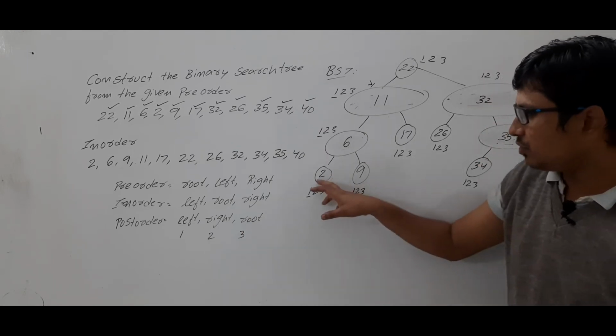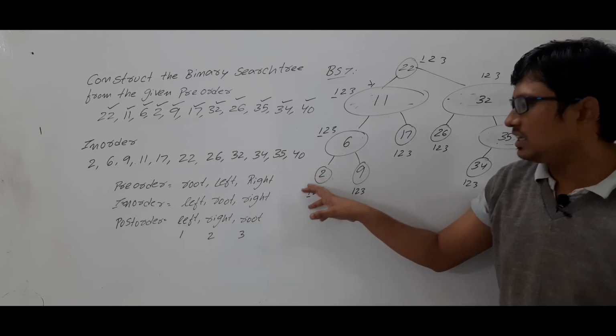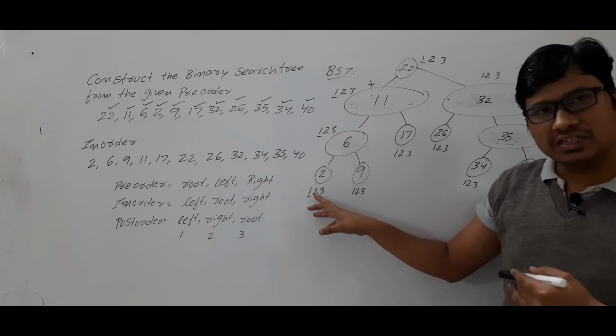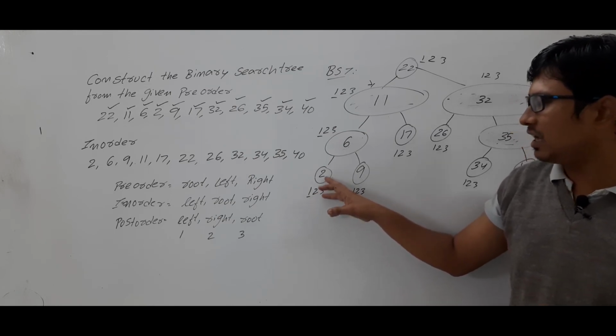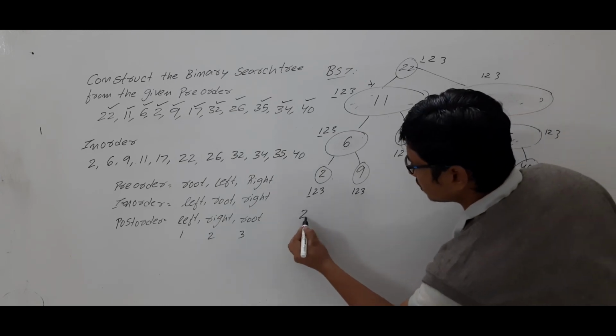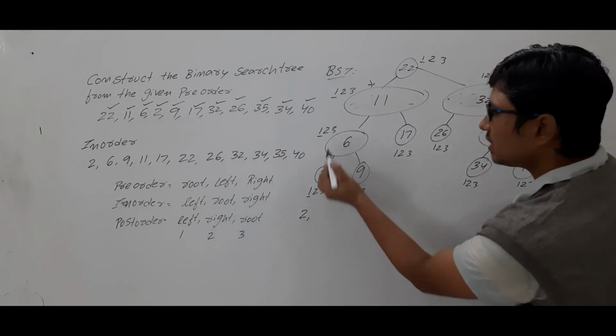Okay, now if you visit the left subtree, it does not have the left child, so it will return the null value. And then visit the right subtree, again it will return the null value. Then display the value which is 2. So you are getting the 2. Then you are done the left subtree.